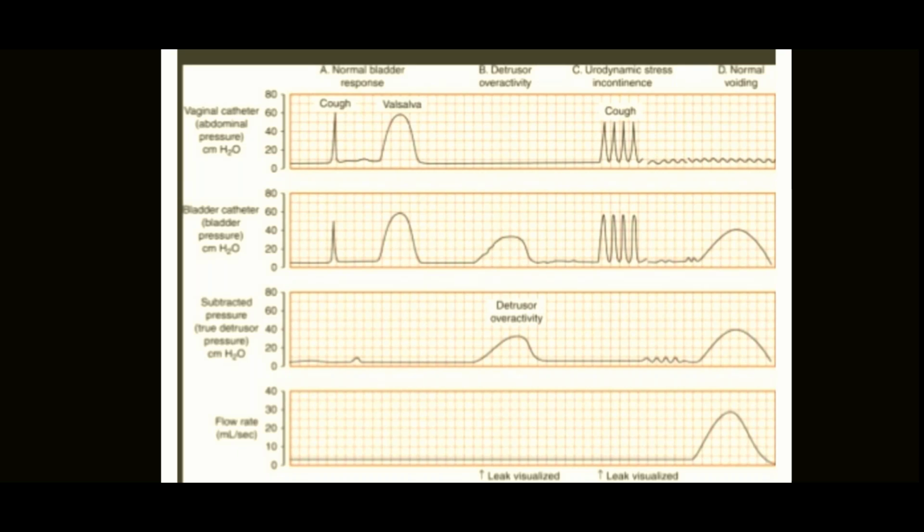When the patient has got detrusor overactivity, the patient may not leak also. Okay, so remember, when the patient is leaking while having a detrusor overactivity, it may be called wet detrusor overactivity or wet overactive bladder.